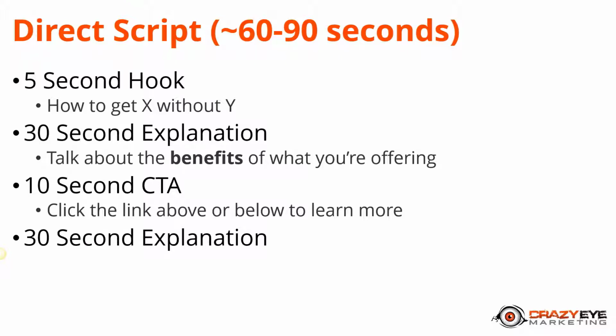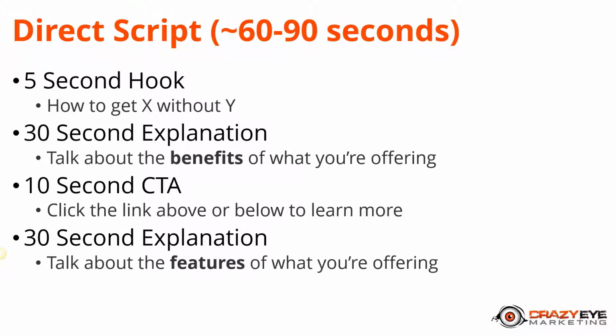Then you spend another 30 seconds or so with another explanation about the features of what you're offering. So basically, when you join our program, you're going to get access to over 100 videos in our library, 8 million recipes, and our premium fat burner drugs. Again, just a list of features of the product or service that you're trying to sell. And then you're going to close out with another 10-second call to action: click the link up above or down below in order to learn more and claim your super secret membership today. So that's an example direct video sales script.